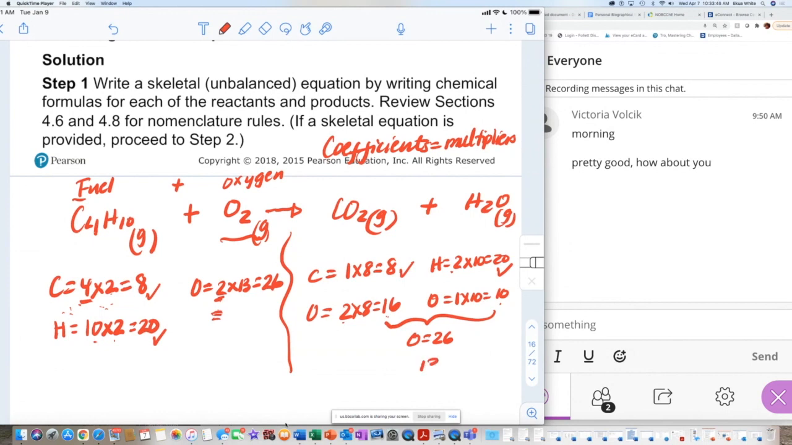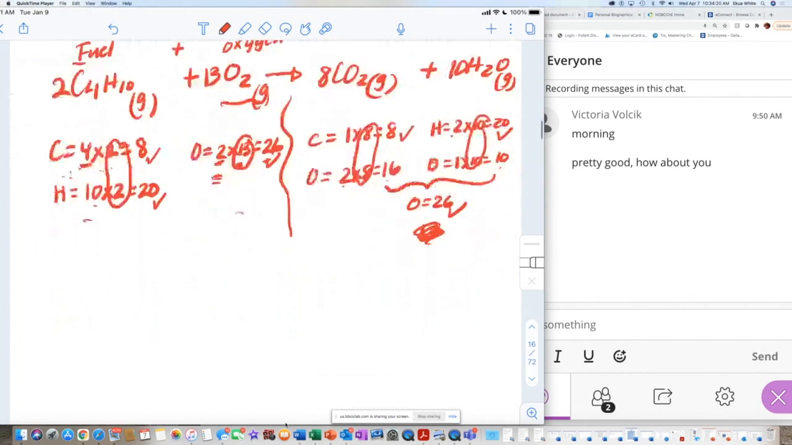Okay, so remember the 13 that was here? We have to multiply that by this number here to get 26. By doubling everything, essentially that's what we did, right? So now that everything is equal, I can go ahead and write the multipliers up there. So this 2 goes up here, the 13 goes up here, the 8 goes up here. The 10 goes up here. Okay. And that's balanced. I don't have to double check it because, well, you can check it if you want, but I just made sure it was balanced down here. It's balanced up here. Okay.